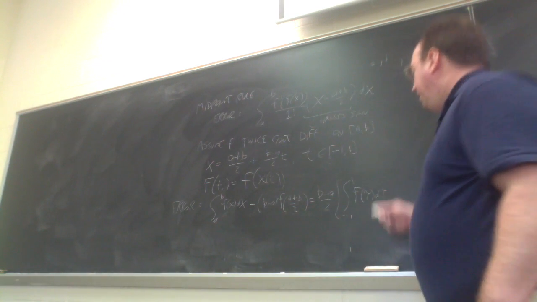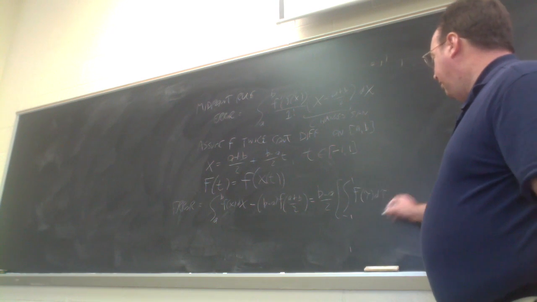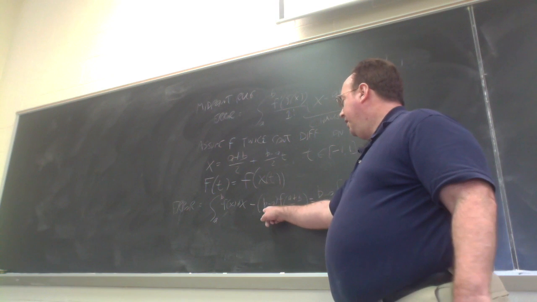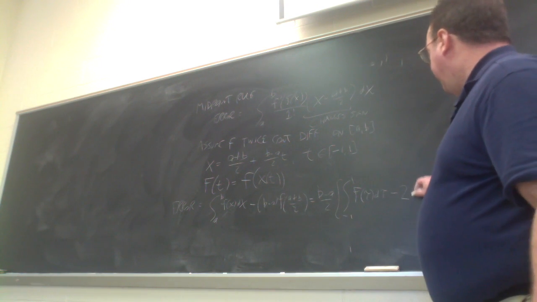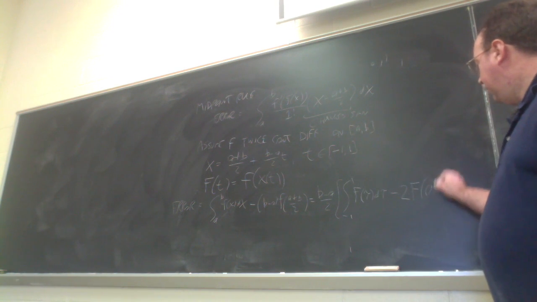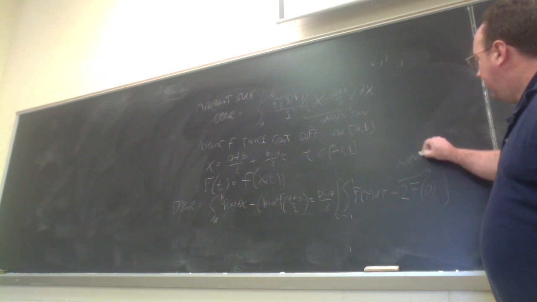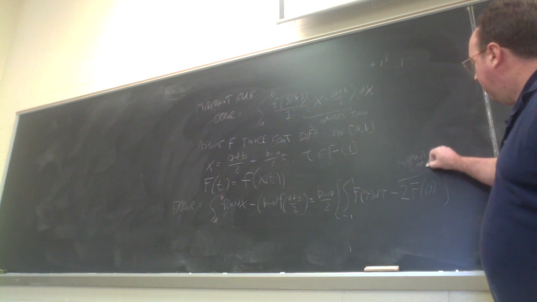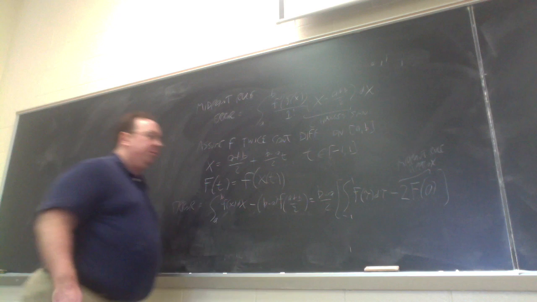And then the midpoint rule applied to this integral, well, the length of my interval is 2, so that's my weight. And then what is my midpoint? It's 0. So this is my midpoint rule approximation in this particular case, when I'm working with the integral from -1 to 1.